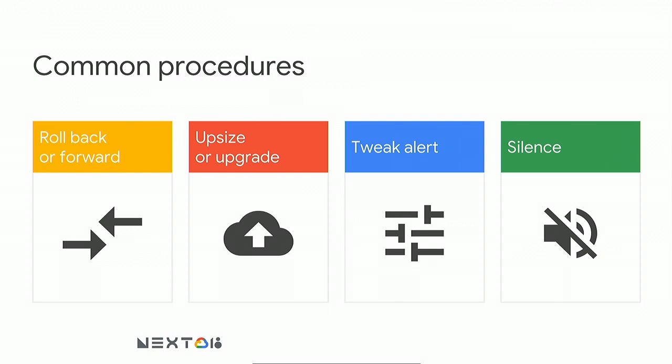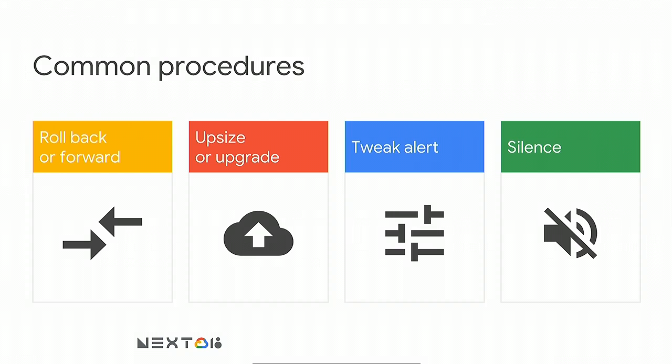So rolling back or rolling forward, if it's a problem with the GKE control plane, that's pretty straightforward as we have full control of those jobs. If it's a problem with an underlying Kubernetes version, it's a little bit trickier. We would need to cut a release with a fix and upstream it. We can also upsize or upgrade the master if it's a cluster-specific issue.